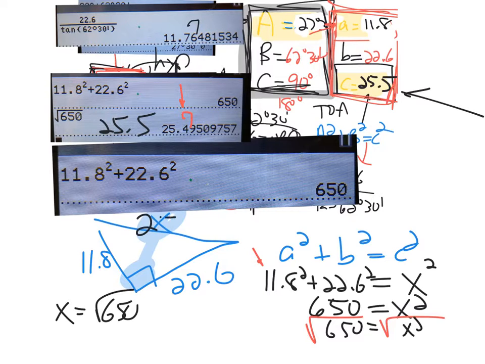So this side is 25.5, and it kind of makes sense because the hypotenuse is always the longest side of the right triangle, and it turned out to be 25.5. This is 22.6. This is 11.8. So now I'm done solving the triangle.